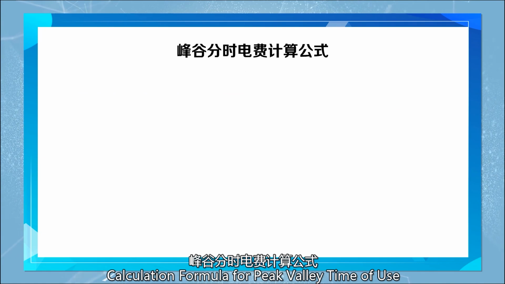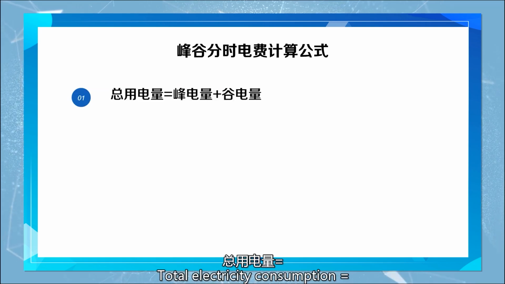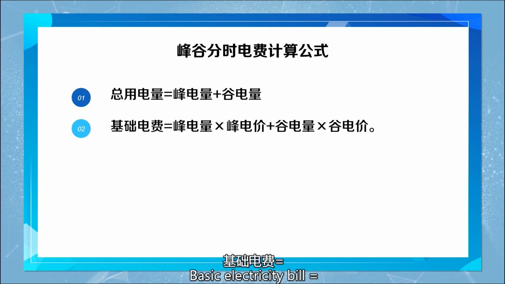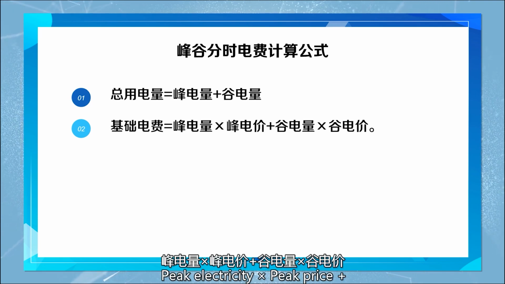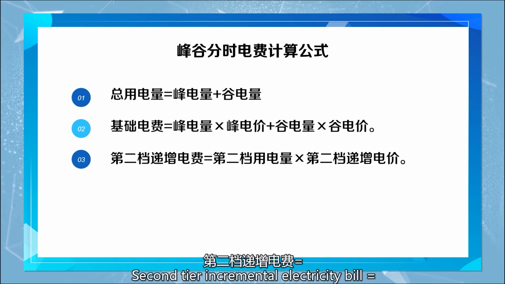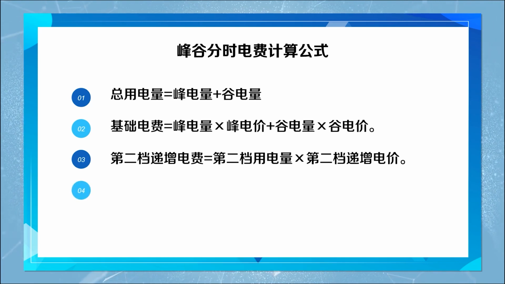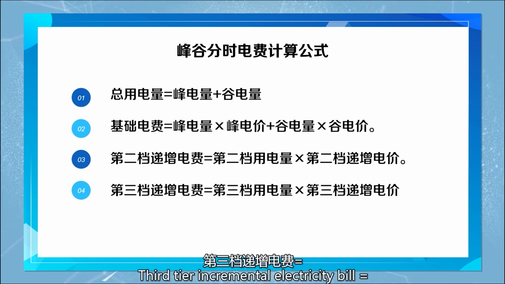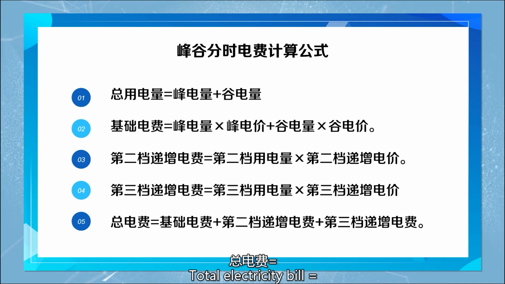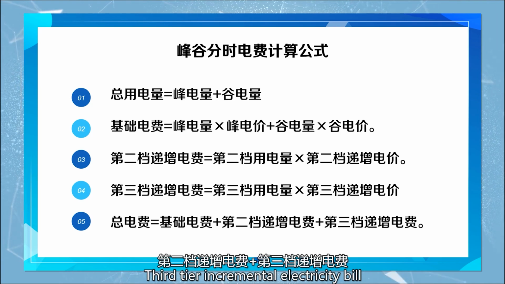Part 8. Calculation formula for peak valley time of use electricity charges. Total electricity consumption equals peak electricity plus off-peak electricity. Basic electricity bill equals peak electricity times peak price plus off-peak electricity times off-peak price. Second tier incremental electricity bill equals second tier electricity times second tier incremental price. Third tier incremental electricity bill equals third tier electricity times third tier incremental price. Total electricity bill equals basic electricity bill plus second tier incremental electricity bill plus third tier incremental electricity bill.